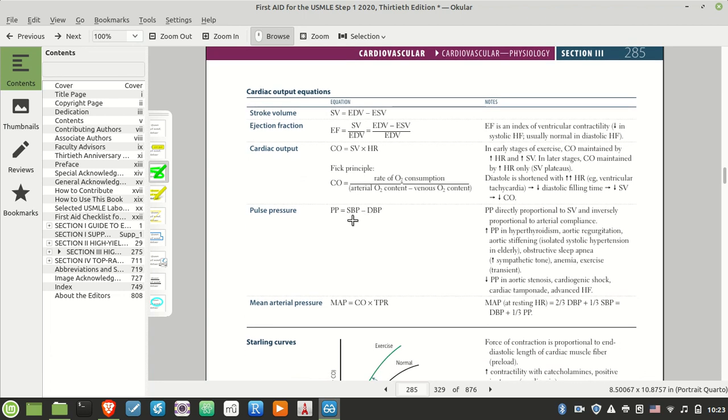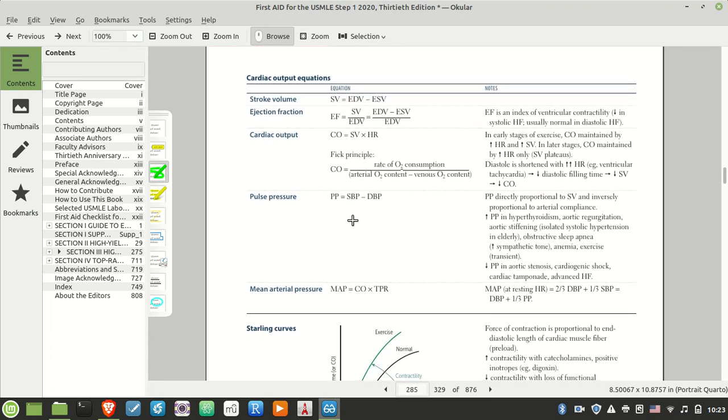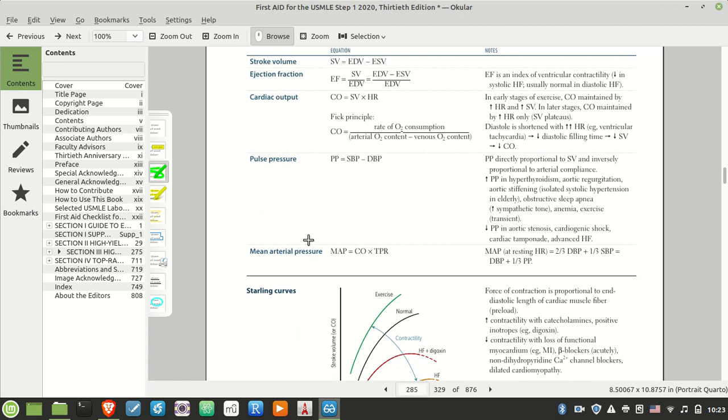Pulse pressure. Pretty straightforward. And mean arterial pressure. Yes, cardiac output times total peripheral resistance. Or, here's actually one of the things that I like thinking of: mean arterial pressure equals 2/3 diastolic blood pressure plus 1/3 systolic blood pressure, or diastolic blood pressure plus 1/3 of the pulse pressure. You can do the math here and see how these things are related. But I like doing 2/3 diastolic blood pressure plus 1/3 systolic blood pressure. Or you can also just do, for pulse pressure, systole minus diastole.